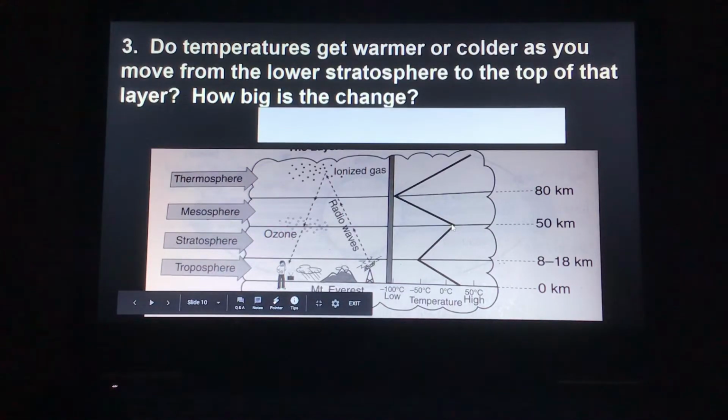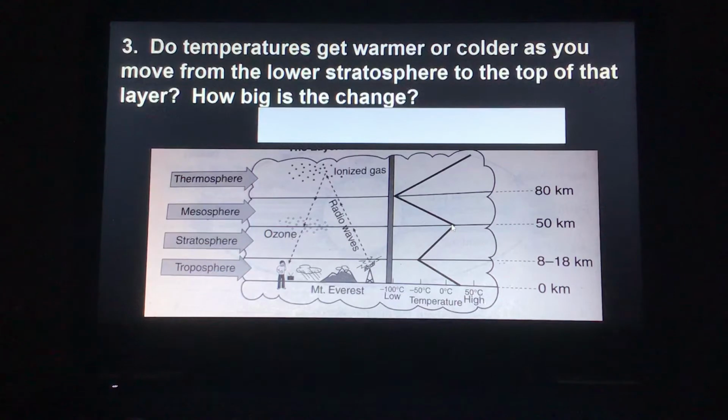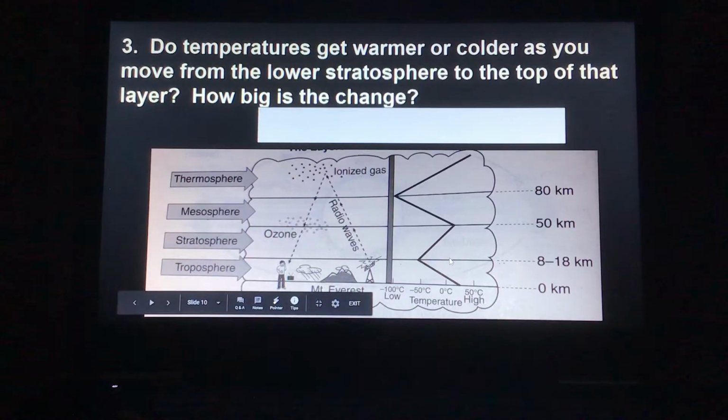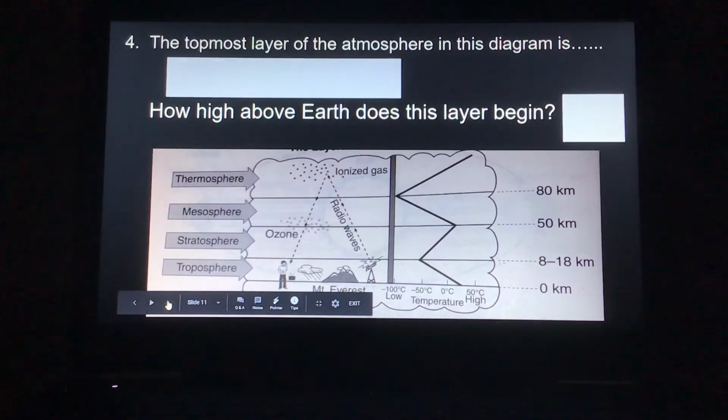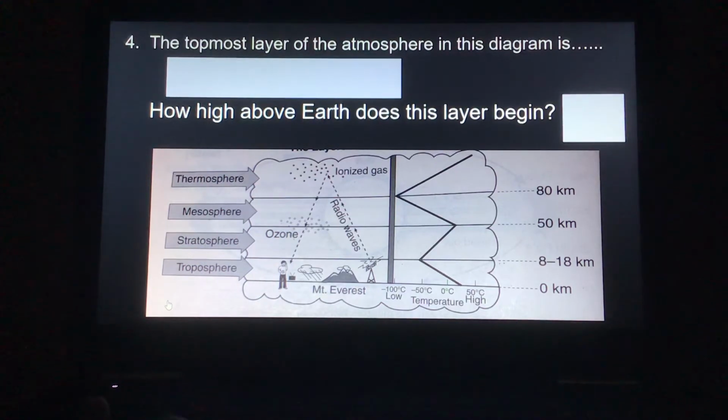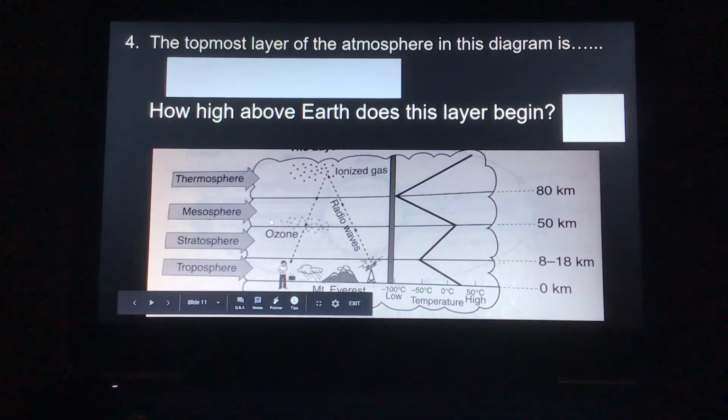So it says, do temperatures get warmer or colder as you move from the lower stratosphere to the top of the layer? And how big is the change? Okay, so here's where absolute value comes into play, okay? So you have negative 50 and it goes up to 25 degrees Celsius. So how many degrees did it actually go up? So it should be 75.